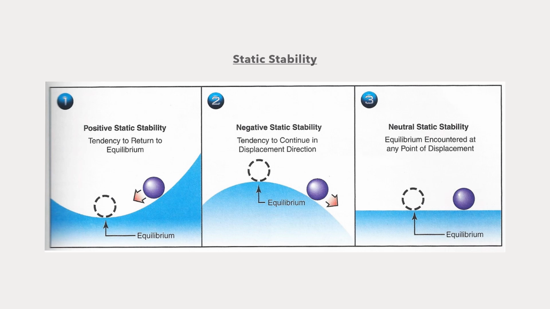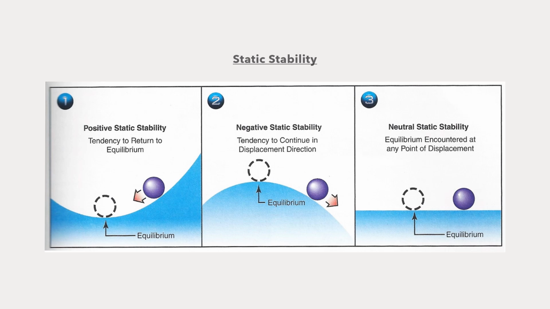The second example, it's an equilibrium at the top of this hill, but it doesn't have positive static stability because if the ball starts rolling down the hill, the ball will keep rolling down the hill. It won't go back towards its equilibrium point. So in this case, to keep the ball at the top of the hill, somebody would have to actively manage doing that.